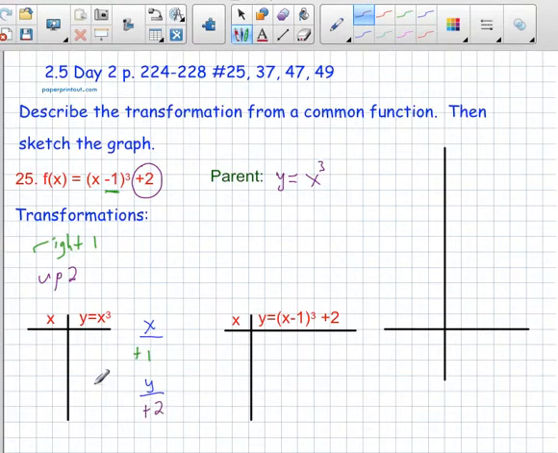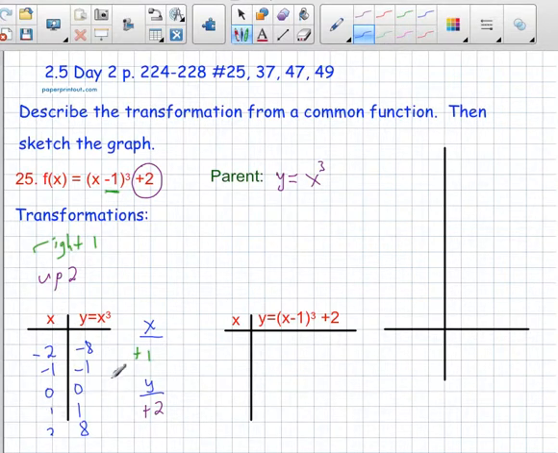Now we need to get some points on our parent function. We'll transform them and get points on our new function. So the points on the parent function of x cubed, I'm going to choose (negative 2, negative 8), (negative 1, negative 1), (0, 0), (1, 1), and (2, 8). To each of those points on the parent function, I'm going to add 1 to all the x values to get the new x values and 2 to all the y values.